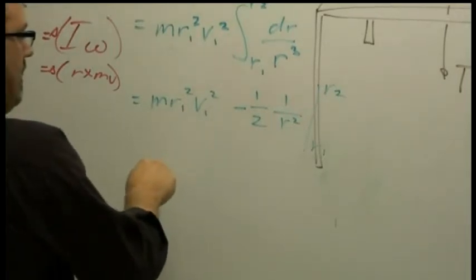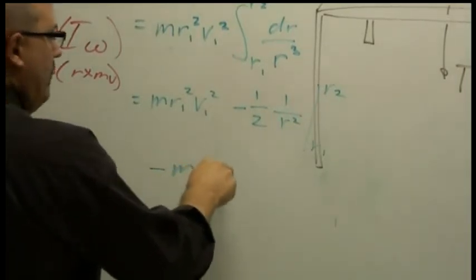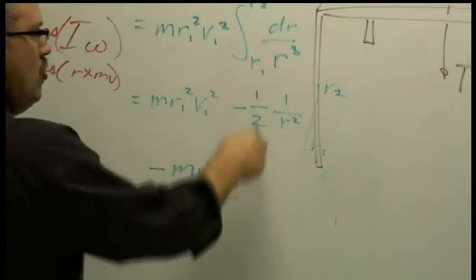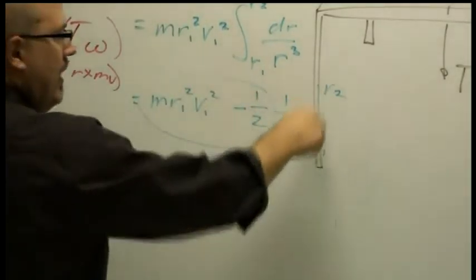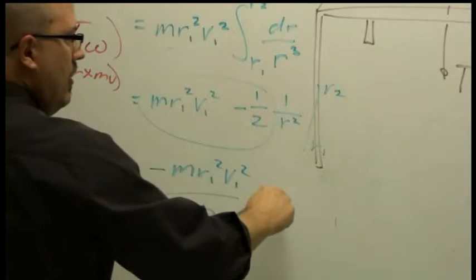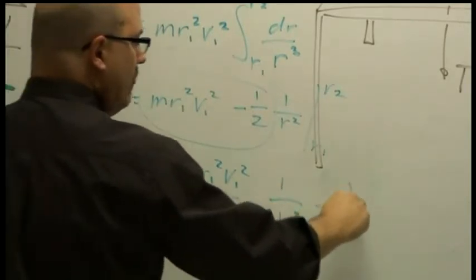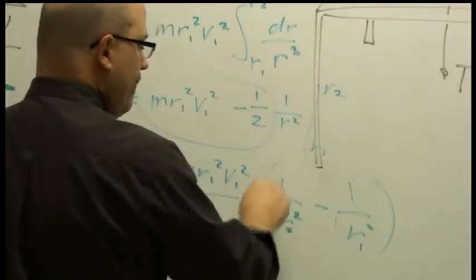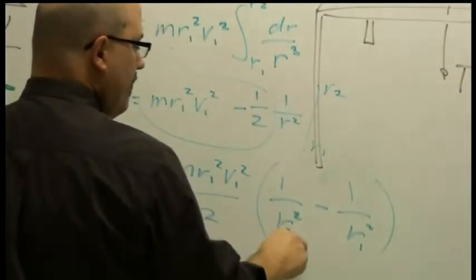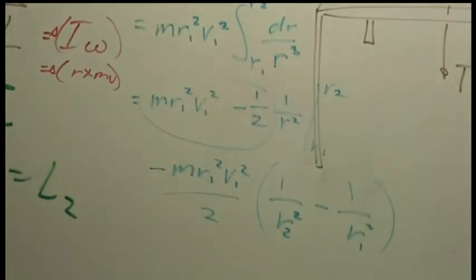So I get negative M R1 squared V1 squared over 2. Put all that together. And then I end up with 1 over R2 squared minus 1 over R1 squared. There you go. And it looks like I'm going to end up with a negative number. Yikes. That's a weird equation. Did it take work for me to pull this inward? Takes effort to pull that thing in, right?